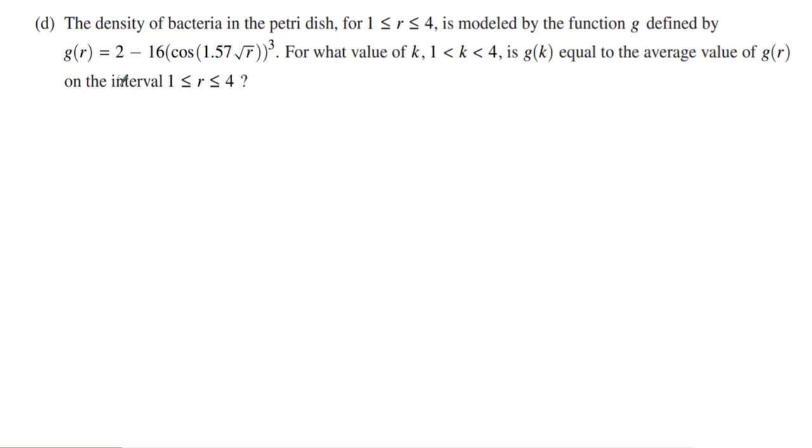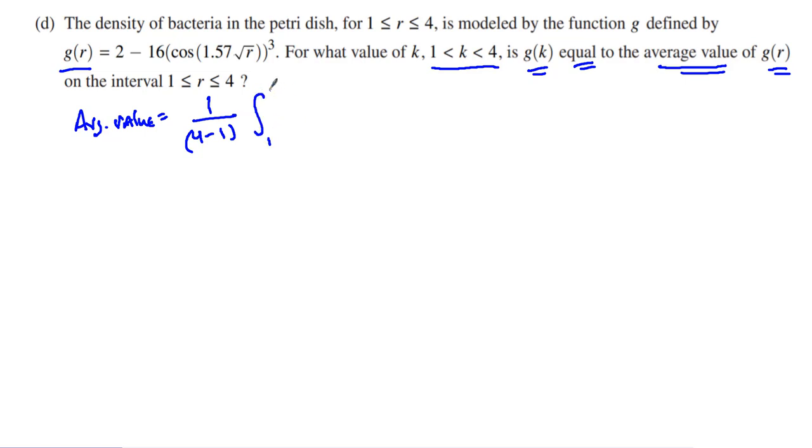Part D, we're given a new function, g of r. g of r equals 2 minus 16 cosine 1.57 square root of r to the third power. And we're trying to look at when between 1 and 4 is g of k equal to the average value of g of r. And so we want to find the average value. We have to remember how to do the average value. And how do we do the average value? We have 1 over b minus a, that's 4 minus 1. So it's going to be 1/3 of the integral from a to b, 1 to 4, of g of r dr.